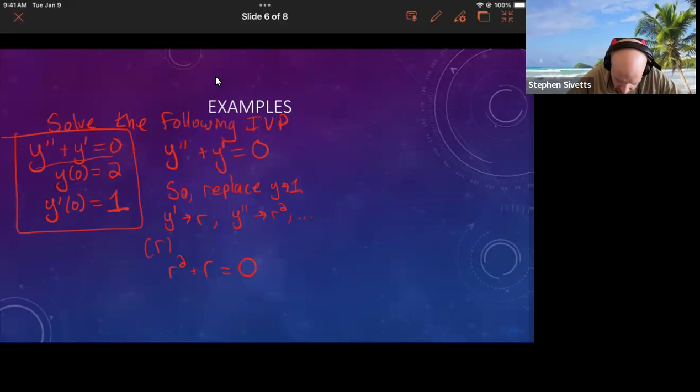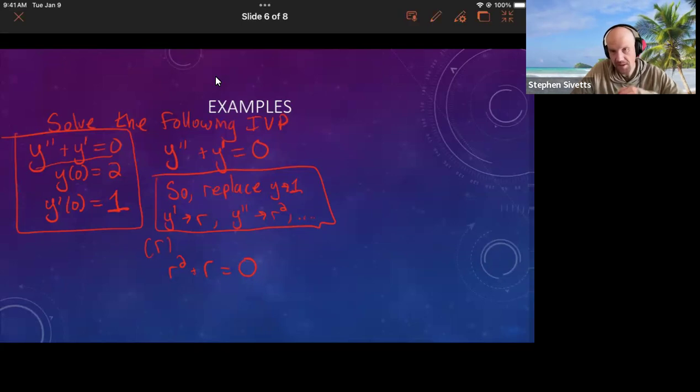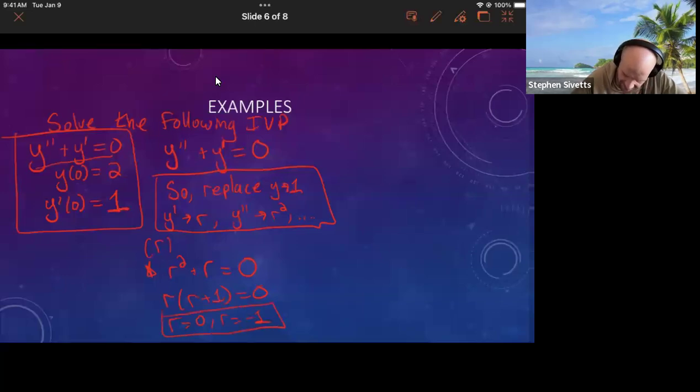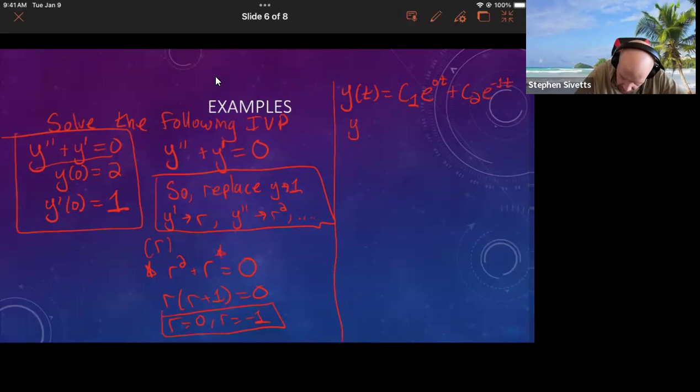So R squared plus R equals 0. And this is the key here, to replace the y function and its derivatives with R, 1, R squared, and all their respective powers of R. From here, you want to solve for R. If I factor out R on the left-hand side, I'll have R times R plus 1 equals 0. And so we'll have R equals 0 and R equals -1. So we have two distinct real numbers as solutions for this characteristic equation. So our general solution y of t equals c1 times e to the 0t plus c2 times e to the -1t, and so y of t equals c1 plus c2 e to the -t.